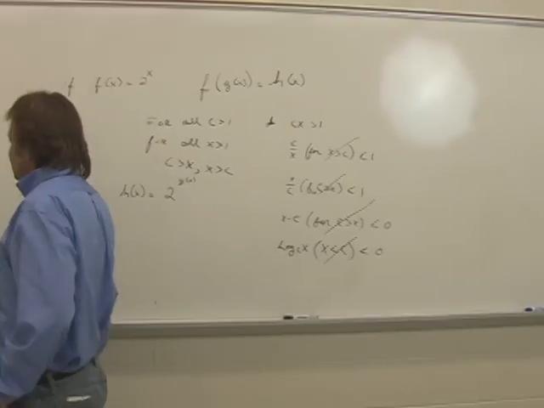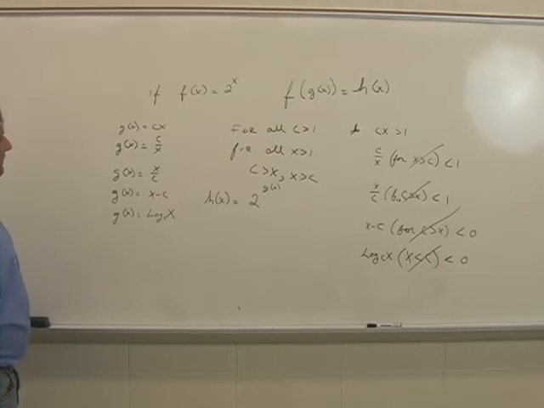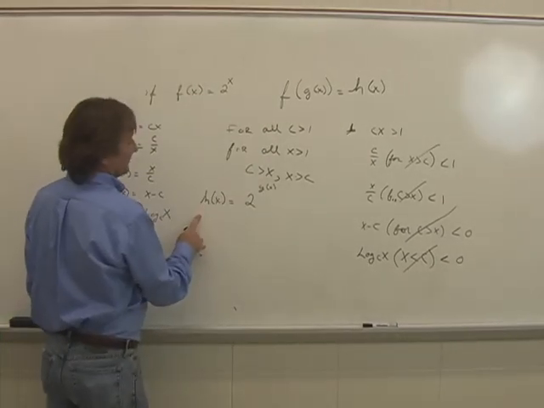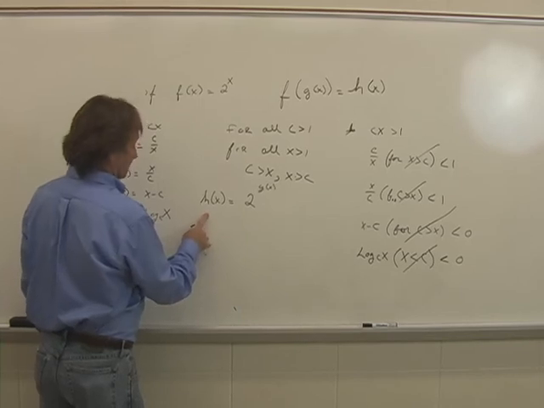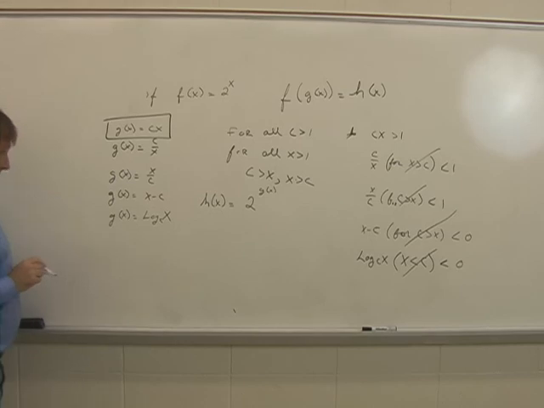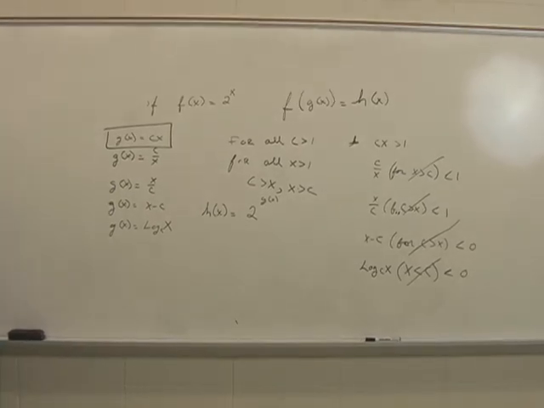The g function that would give you the greatest value for the combined function, f of g of x, or what we've called h, must be the g function equals c times x.